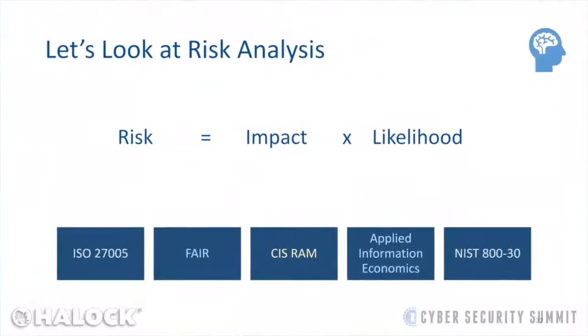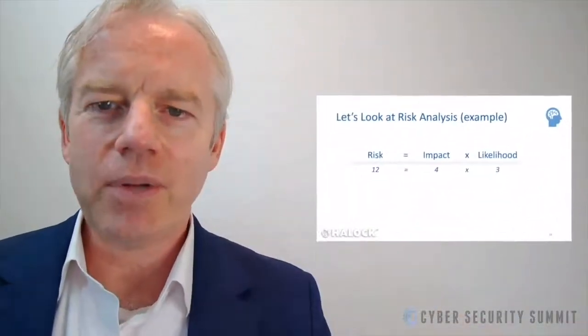So let's look at what we mean by risk analysis. If I look at ISO 27005, factor analysis for information risk, that's the process that is most associated with Jack Jones. CIS-RAM, that's the process that I wrote with Center for Internet Security. Applied Information Economics, that's what's associated with Doug Hubbard. Or NIST 800-30, they're all saying that risk is made of two components, impacts and likelihoods. Let's get into a little bit more detail there.